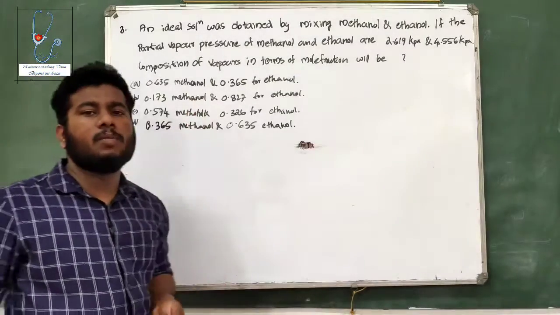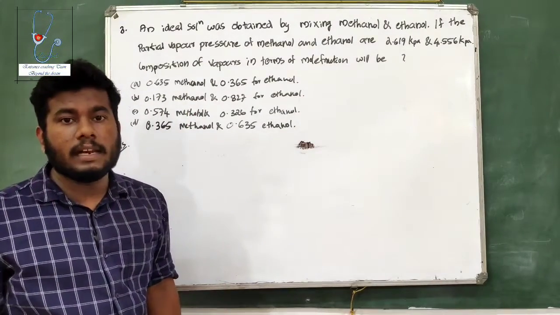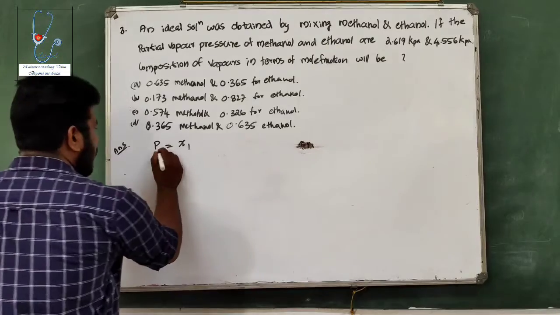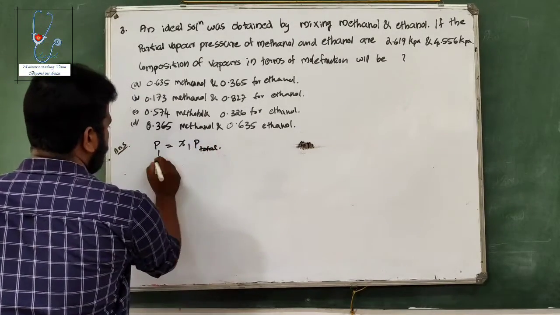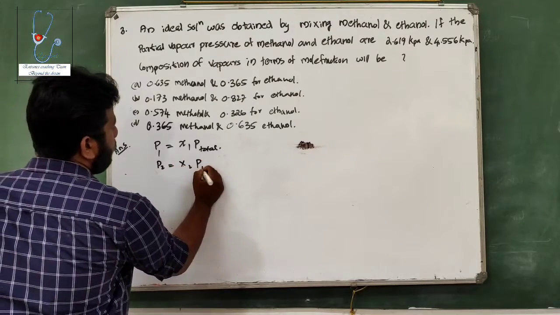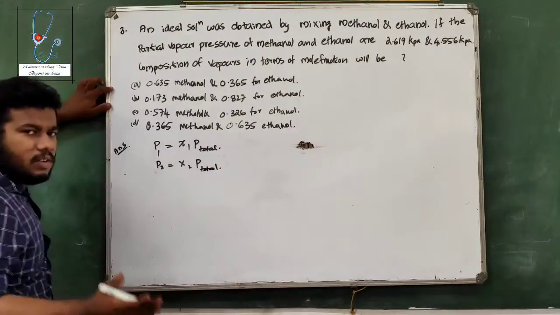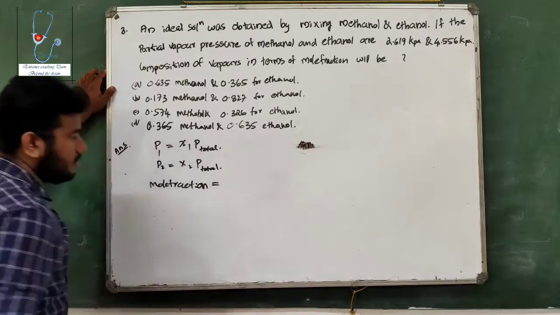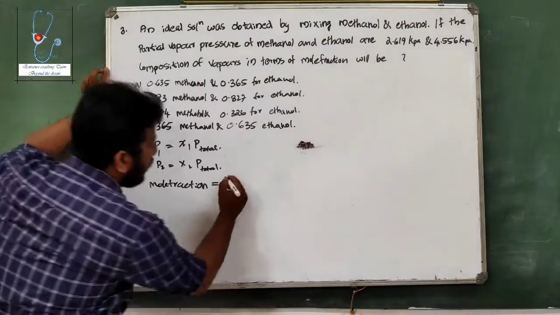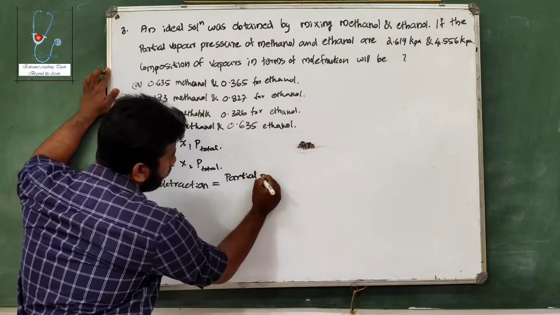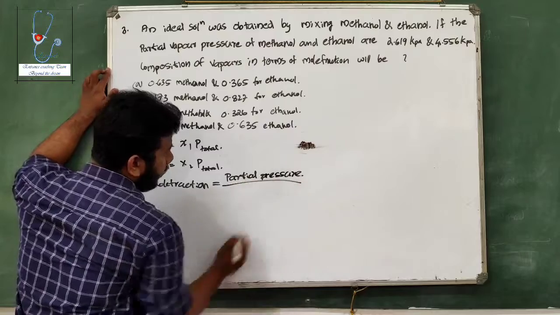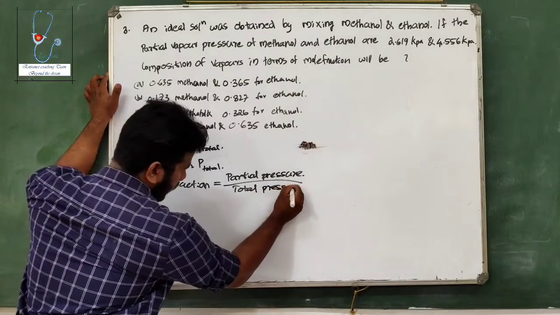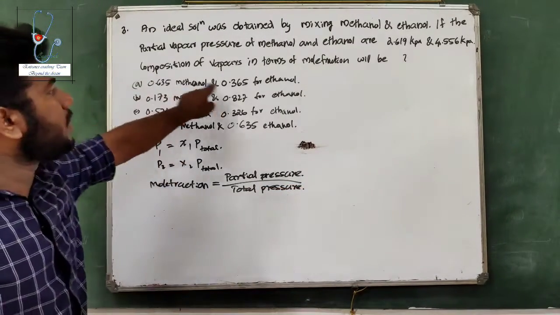This question is related to mole fraction and vapor pressure. We have the equation P1 is equal to X1 P total, or P2 is equal to X2 P total. We know that mole fraction is equal to partial pressure divided by total pressure. We have two components, methanol and ethanol.